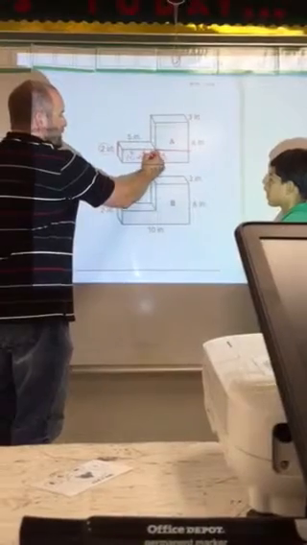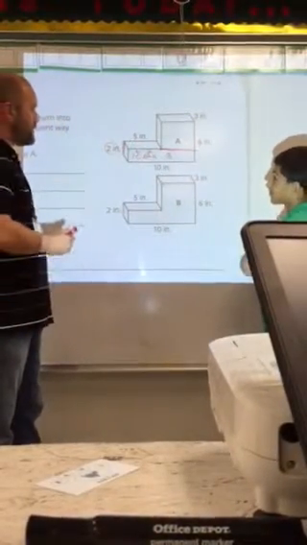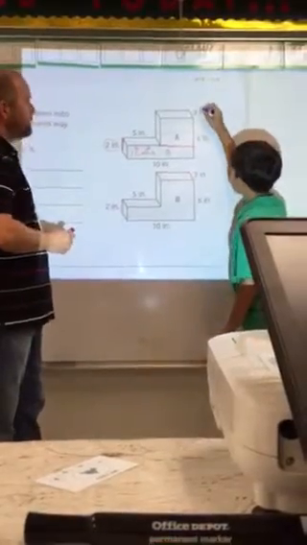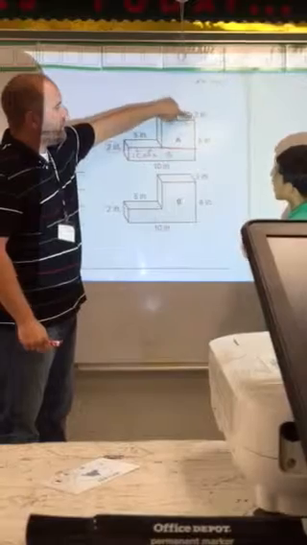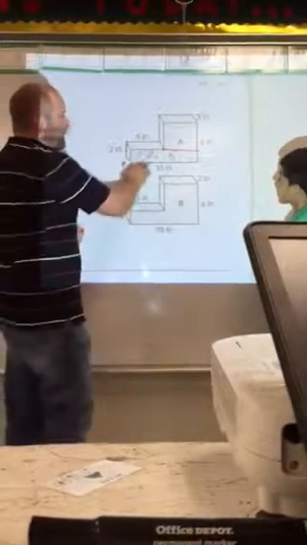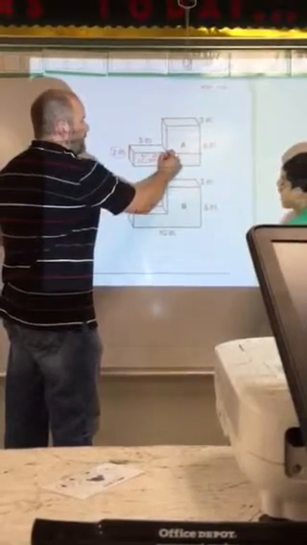And how deep is this? 3 inches. Show us how you know it's 3 inches deep. Absolutely, that measurement goes with the depth of this figure. So the dimensions of rectangular prism B are 10 by 2 by 3.